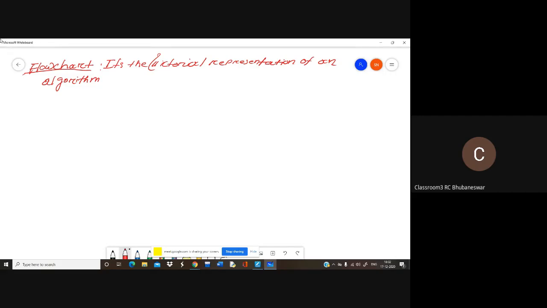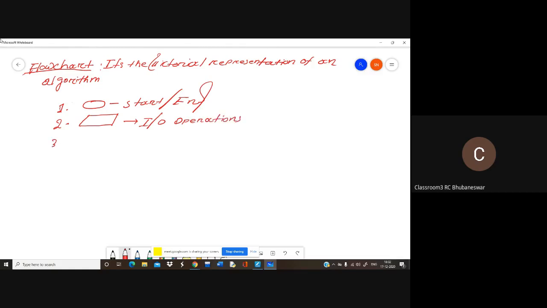Like algorithm, we must have some procedures or symbols to be used. So what are the different symbols we are using? Let me tell you in short. Number one, to start, we must have an oval symbol, for start and end. Number two, for input, for IO input output operations, we must have a parallelogram. Clear everyone?